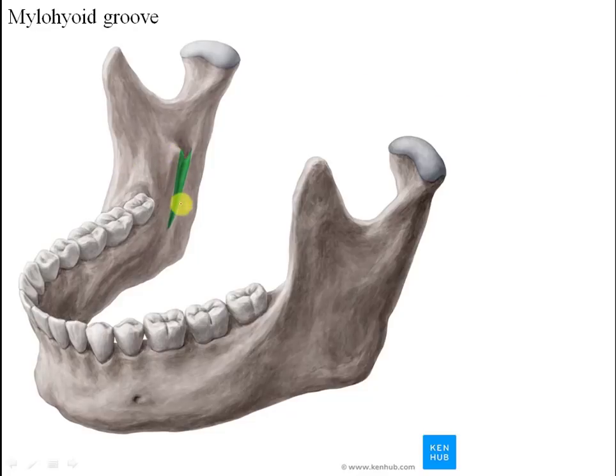Here we have a groove and we have a line. The line is called the mylohyoid line. Here we have a muscle called the mylohyoid muscle. It's attached to this line, and this muscle forms the floor of the oral cavity. It's supplied by a nerve to mylohyoid, and the nerve passes here in the groove. So that's why this groove is called the mylohyoid groove, and this line is called the mylohyoid line.